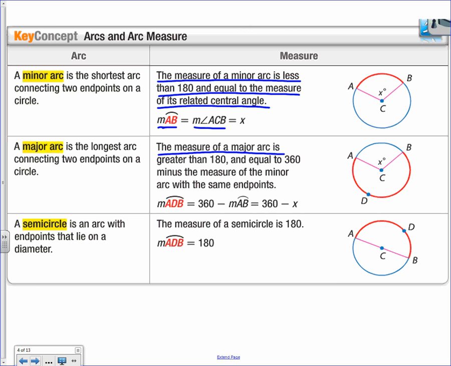The measure of the major arc is greater than 180 and equal to 360 minus the measure of the minor arc with the same endpoints. And then the measure of a semicircle is 180. Again, as I kind of mentioned on the last slide, the segment that makes the semicircle is AB here, which is a diameter, right? Sorry, the pause was there for you to try to answer or think about it, not because I forgot.